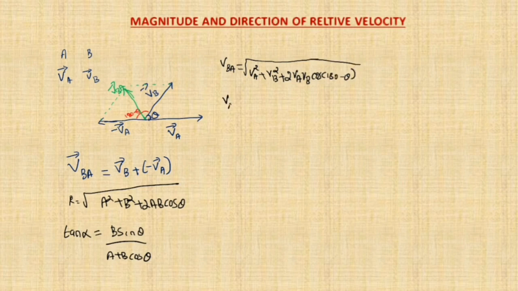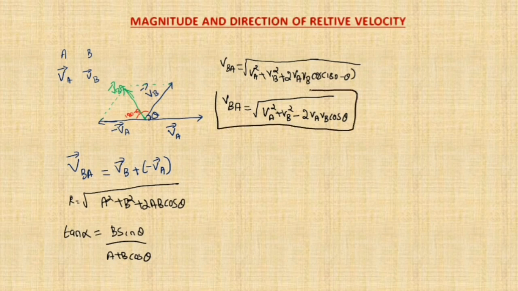So we can write the formula: relative velocity of B with respect to A is equal to square root of VA square plus VB square. Now what is cos 180 minus theta? Cos 180 minus theta is equal to minus cos theta. So we can write here minus 2VA VB cos theta. So this is the way to calculate what? The magnitude of the relative velocity of B with respect to A.